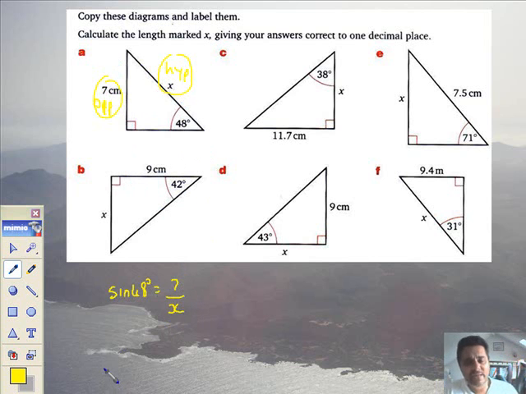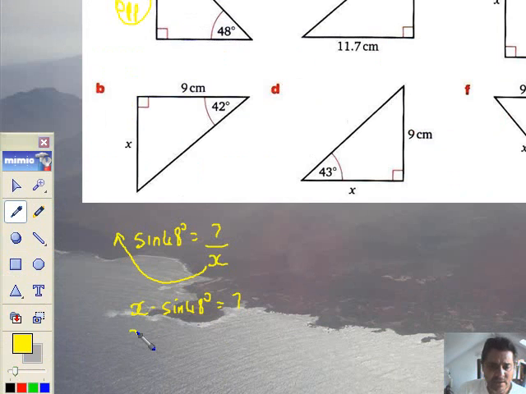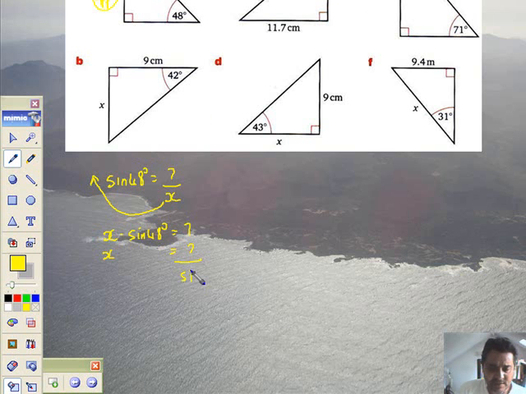Now be very, very careful. What we want is trapped underneath. So we've got to bring it on top first, haven't we? So I've got x times the sine of 48 degrees is 7. Everything is now on top. So to get x on its own, we simply divide the 7 by the sine of 48 degrees. That's all we have to do. We've just rearranged it. We could have done it in one step.